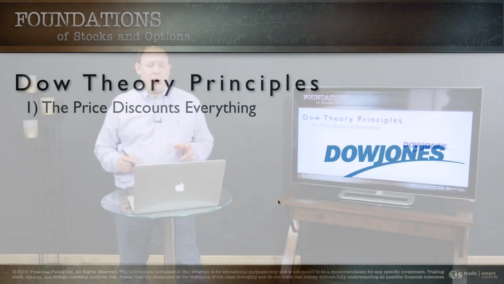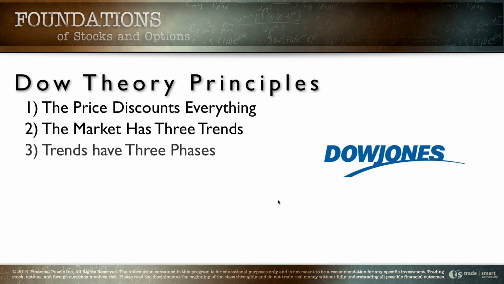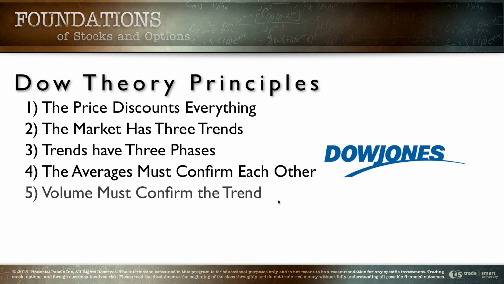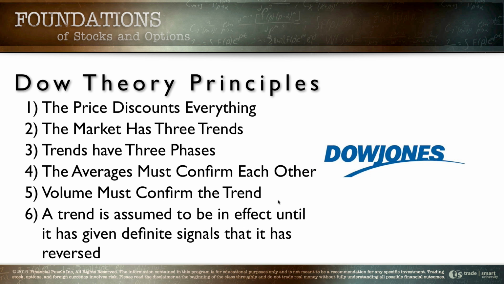So the 6 tenets are, in order, number 1, the price discounts everything. Number 2, the market has 3 trends. Number 3, the trends have 3 phases to the trend. Number 4, the averages must confirm each other. Number 5, volume must confirm the trend. And number 6, a trend is assumed to be in effect until it's given definite signals that it has reversed.